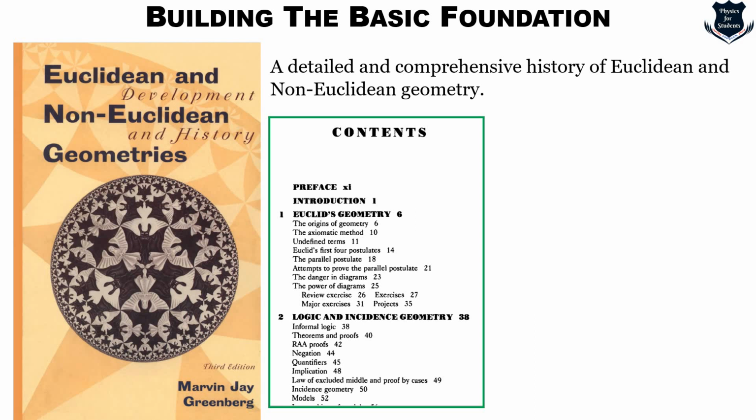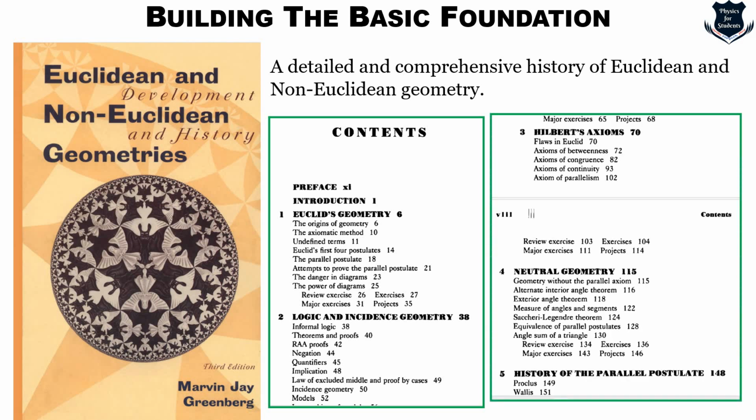So he starts with Euclid's geometry, you see that, and he defines the axiomatic method, undefined terms, Euclid's first four postulates, and then he goes into logic. That means how do you negate statements, how do you use logical quantifiers, implications, etc. And then he goes directly into Hilbert's axioms, and then he arrives at something called neutral geometry. We'll find out more about neutral geometry.